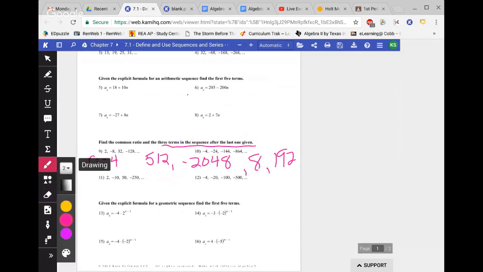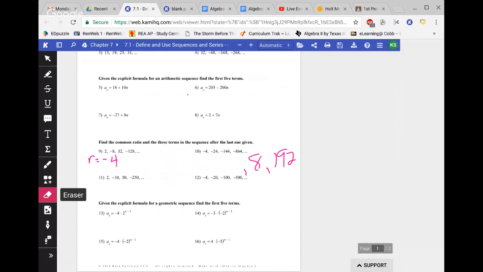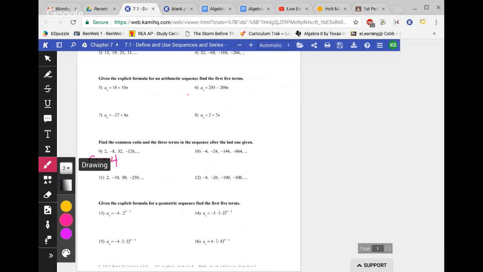Okay. Does that make sense? Yes, definitely. Okay, so for the common ratio for number 10, I would take -24 and divide it by -4. And that's going to give me a positive 6. So the common ratio is 6. So I'm going to continue this one by multiplying each one by 6, and that would give me the next 3 terms. Okay. Yeah. Does that make sense?